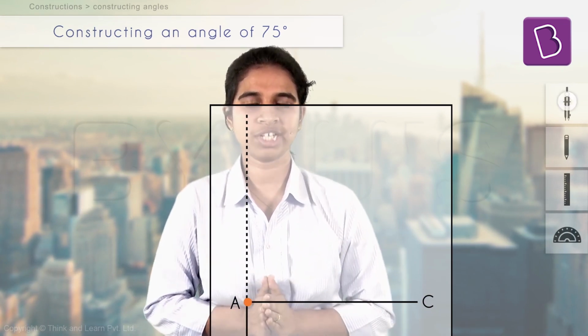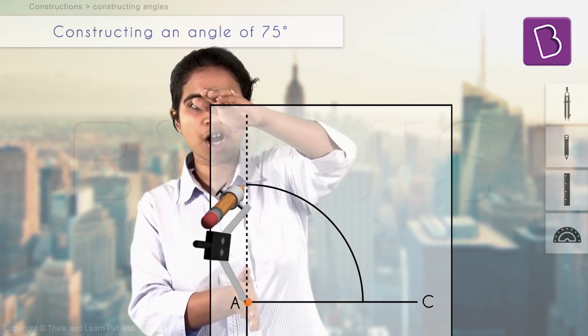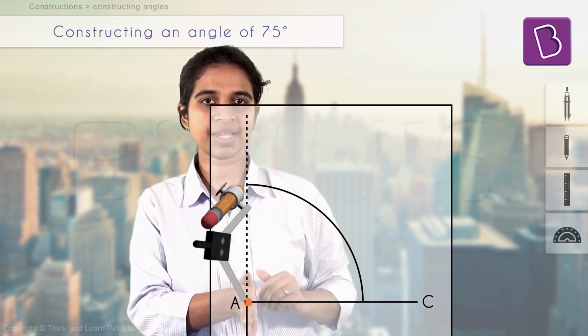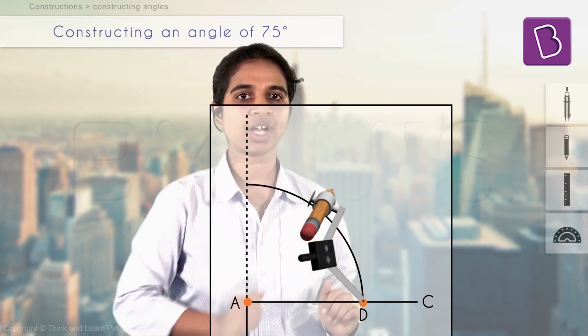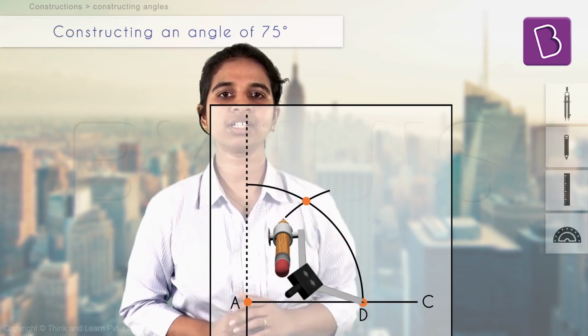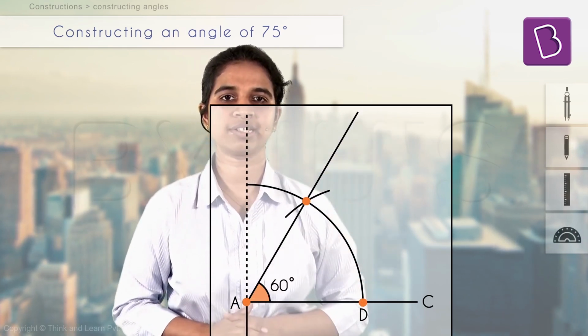How do we draw an angle of 60 degrees? Start with point A. Take any arc from AC, draw a big arc. Keep the distance the same. Let me call this point D. Keep this distance the same. Move the leg of the compass to point D. Draw another arc, and join these two. This is going to be 60 degrees, correct?